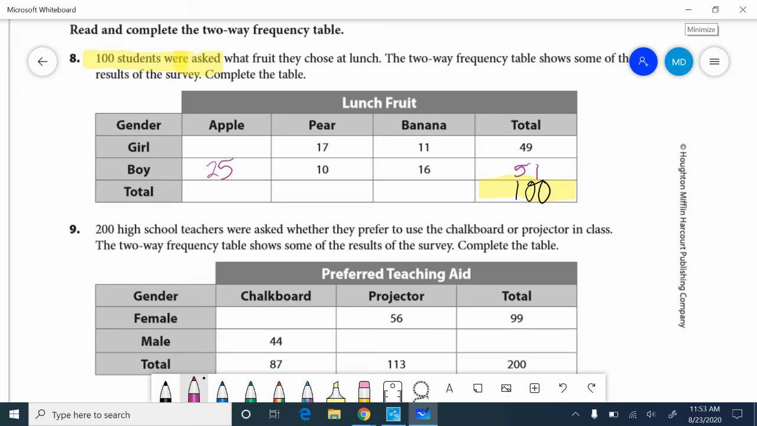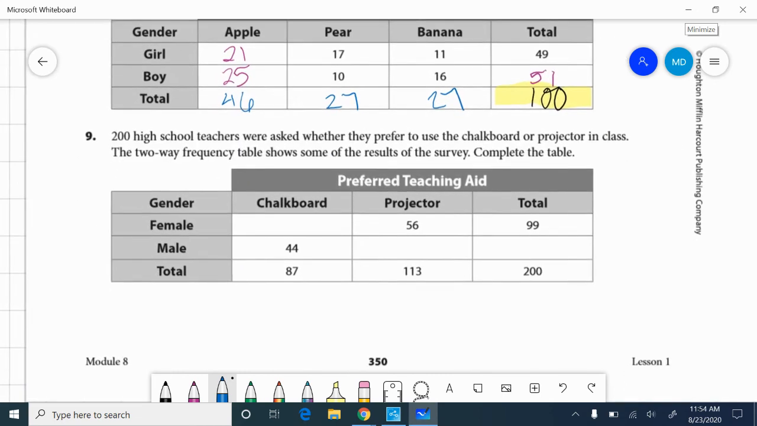And I could do the same thing for girls that chose apple: add 17 and 11 together, subtract that from 49, gives me 21. And I could just go and add up my totals. So this is going to be 46. It's going to be 27 and 27. Okay, and you can always double check your work by adding up your totals in the rows and the columns to make sure you get 100.